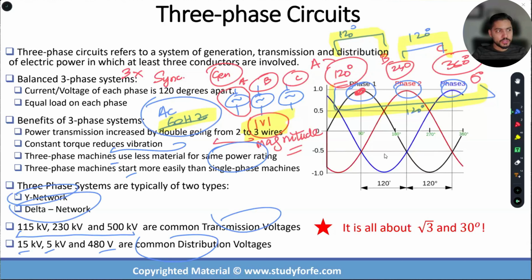The big thing that you need to understand when it comes to three-phase systems is square root 3 and 30 degrees. I cannot overemphasize the importance of square root 3 and 30 degrees. This is going to make it or break it for you on the exam. Whether you're talking about power systems within the context of the FE electrical and computer exam, or you're talking about three-phase systems in the context of the P power exam.